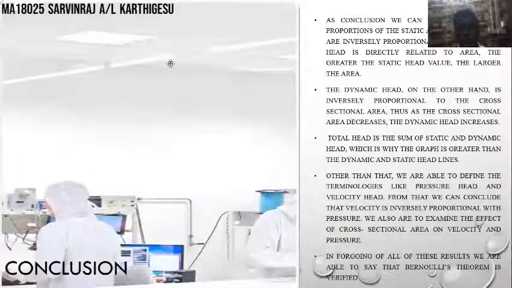Thank you. As a conclusion, we can observe that the static and dynamic heads are inversely proportional. The dynamic head on the other hand is inversely proportional to the cross-sectional area. Thus, as the cross-sectional area decreased, the dynamic head increased. The total head is the sum of static and dynamic head, which is why its graph is higher than the dynamic and static head lines. Other than that, we are able to define terminology like pressure head and velocity head.